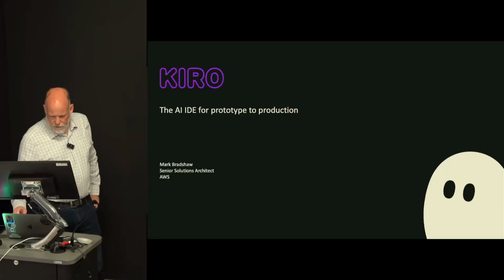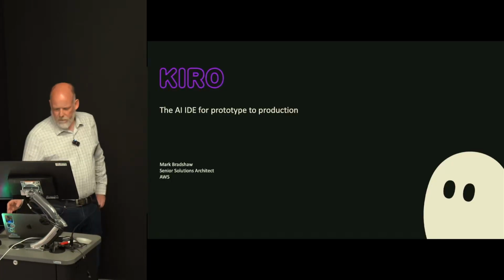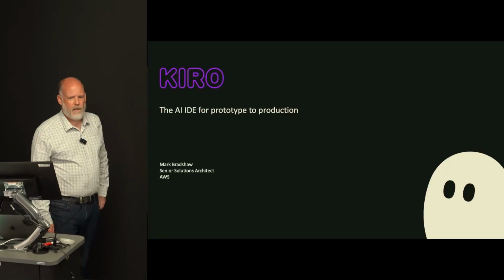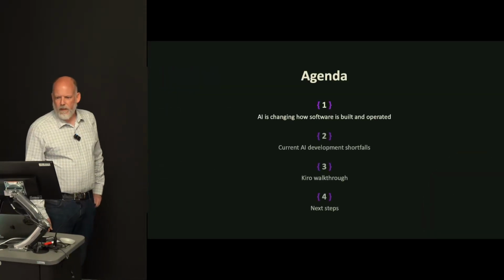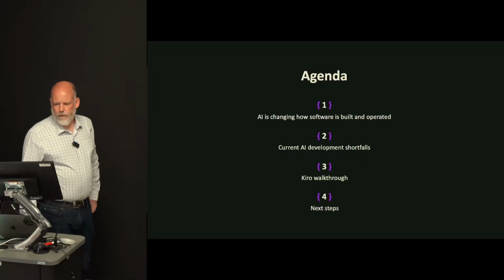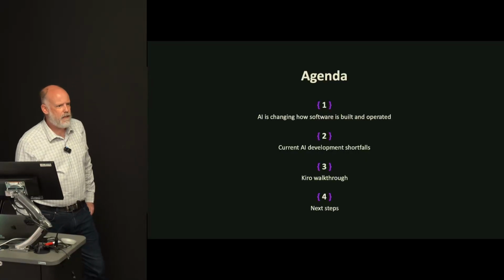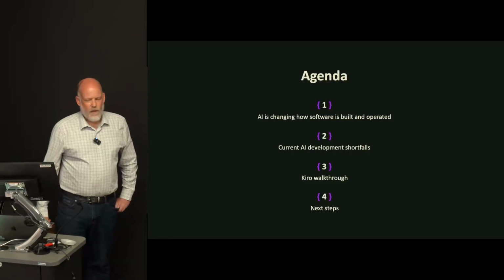I still use VI for scripting and things like that. I'm sure I shouldn't, but there we go. So what is KIRO? What's the point of having yet another IDE? We've got an awful lot of IDEs. Why do we need another one?